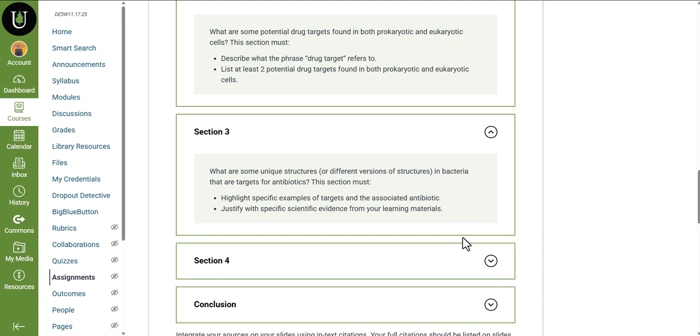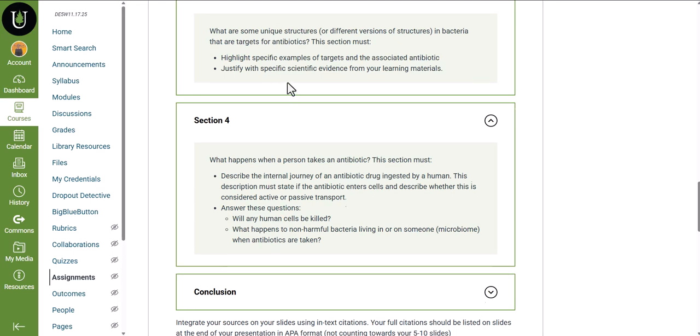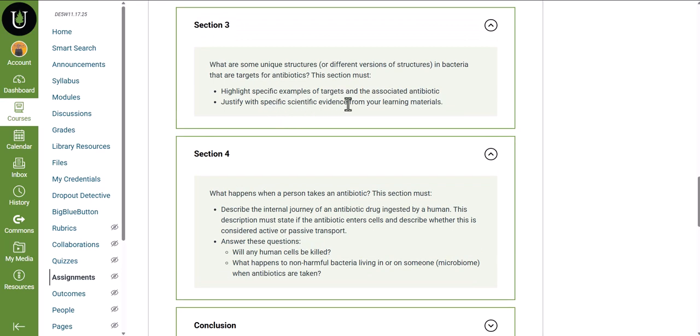So that's always an issue with drugs, right? We have to somehow destroy the pathogen without destroying the host. And so that is one of the things it's looking for here. What types of structures does a prokaryotic bacterial cell have that our cells don't, so that we can target those? And it's asking you to justify with specific scientific evidence.